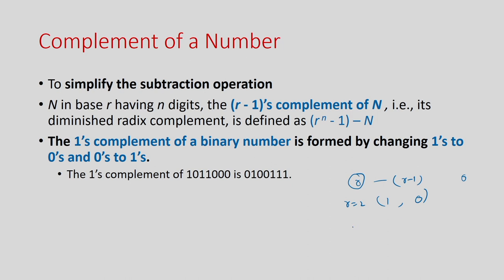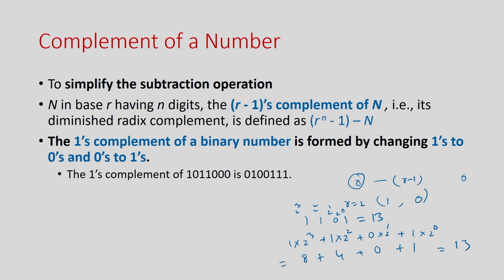If you have a number, say 1011, how do I get the value of this representation? We just assign the weights from the LSB: 2 to the power 0, then 2 to the power 1, 2 to the power 2, and 2 to the power 3. So we compute 1 into 2 to the power 3 plus 1 into 2 to the power 2 plus 0 into 2 to the power 1 plus 1 into 2 to the power 0. This turns out to be 8 plus 4 plus 0 plus 1, which is 13. So this is the number 13 represented in binary.